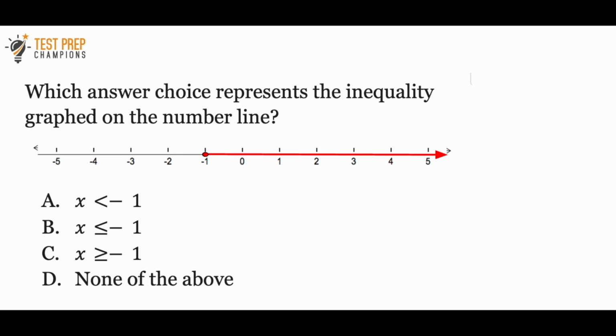Okay, so what we see here is that the arrow begins at -1 on the number line and continues on past 5. Now, the fact that this dot here is a closed circle, that's going to tell us that -1 is included in the range of values. So since we don't have anything less than -1 that's included here, we would rule out both A and B. So what about C? Well, again, like I said, the arrow goes on and on and on past -1, and this dot tells us that -1 is included in the range of values. So what about x is greater than or equal to -1? Well, that fits here. So C is the correct answer.